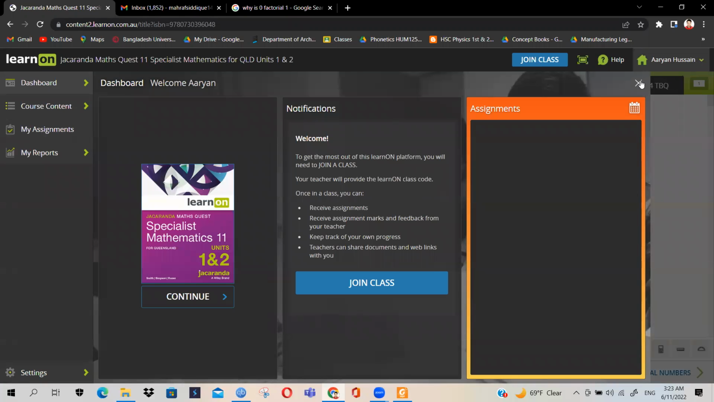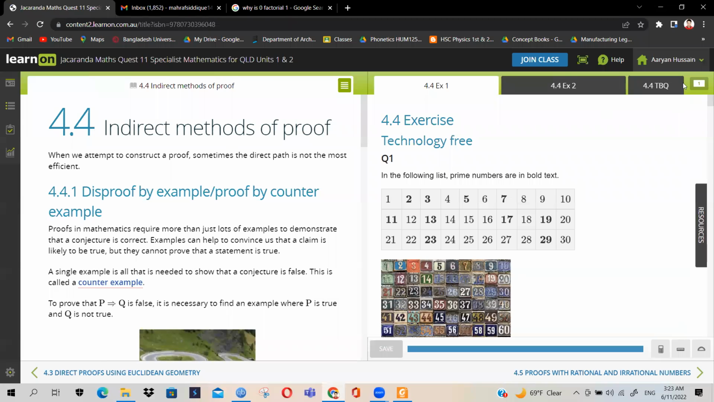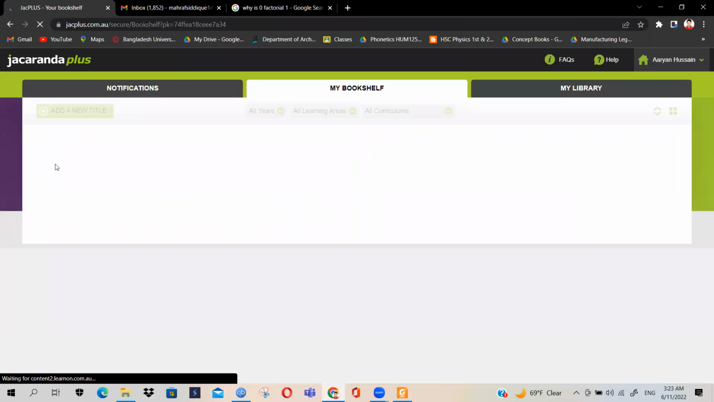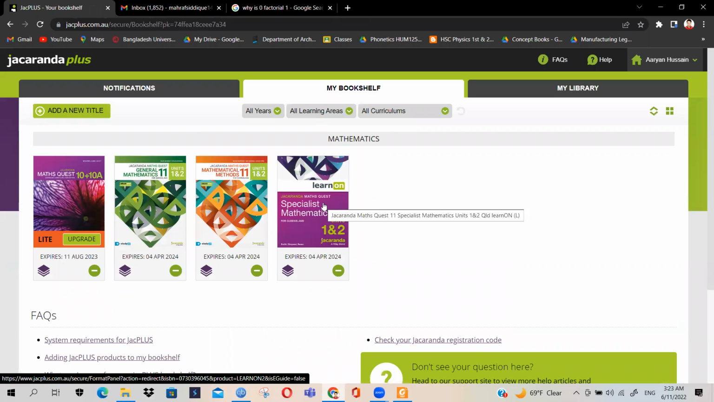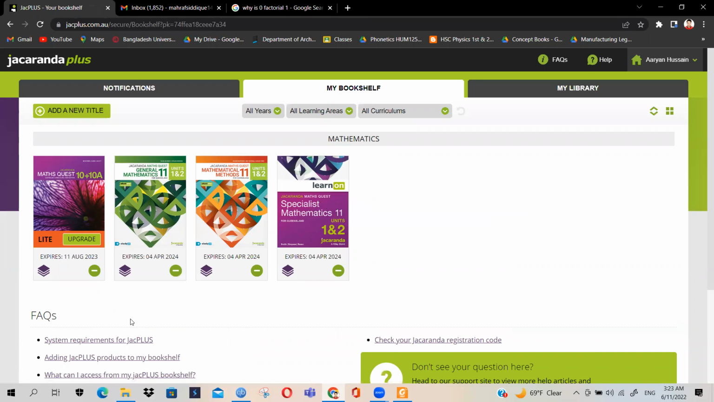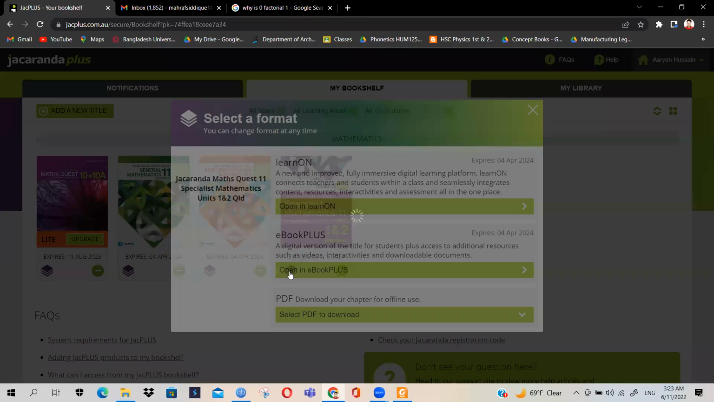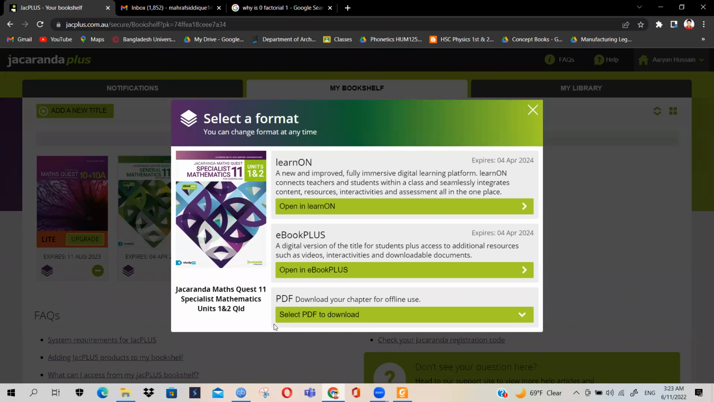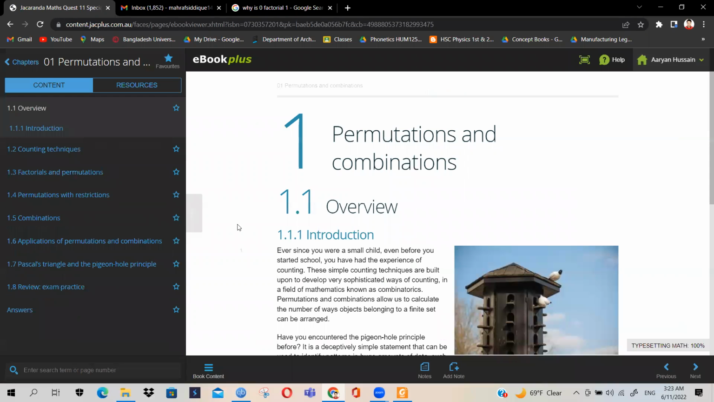Oh, you're in a different form. Go back to my bookshelf and there should be a 3 paper stacks symbol on the bottom left-hand corner of the math specialist one. This one? Yes. Select the format. I think it would be ebook plus. Open in ebook plus. I can download the PDF as well. I haven't tried that.